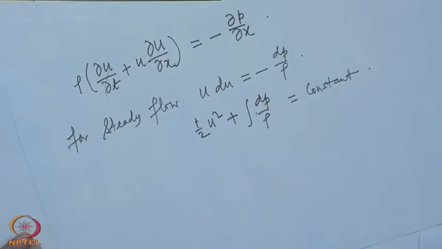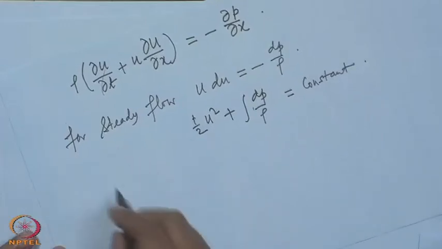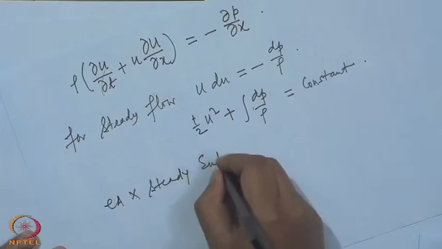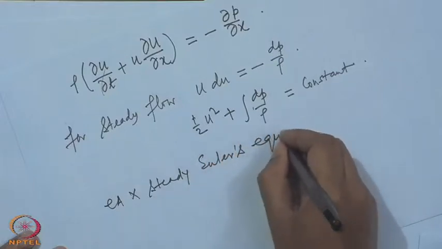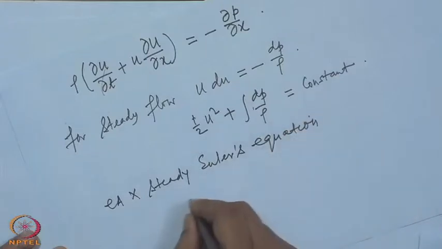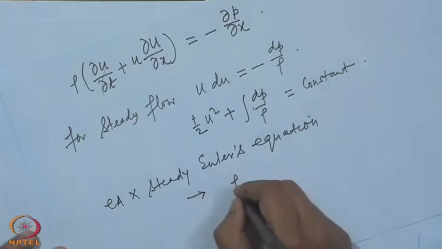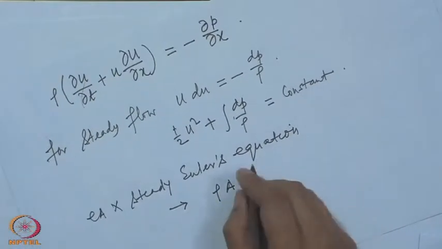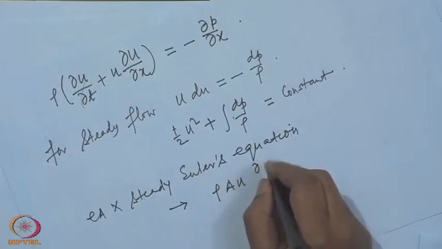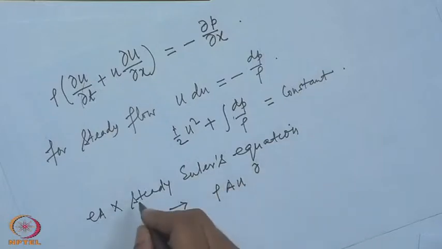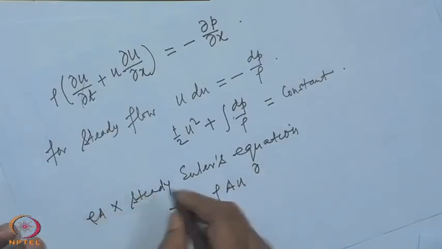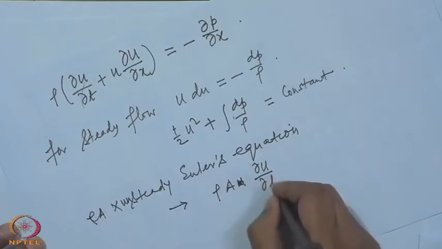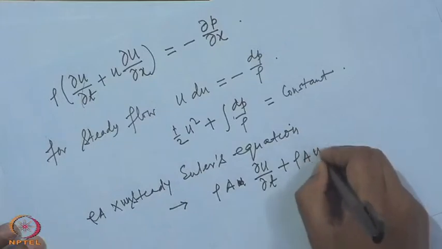Let us consider the steady flow Euler's equation and let us multiply it by rho A. So, rho A multiplied by the Euler's equation, and the result is rho A. Or let us say we multiply rho A to the unsteady Euler's equation, so that we get rho A du dt plus rho A u du dx.